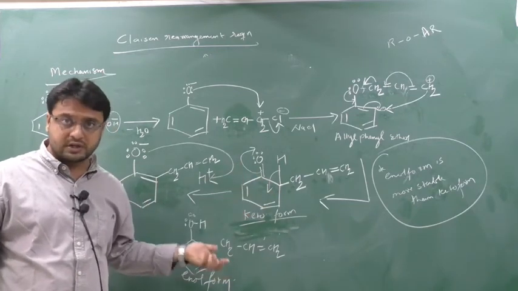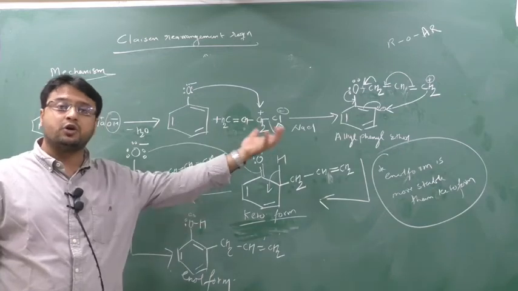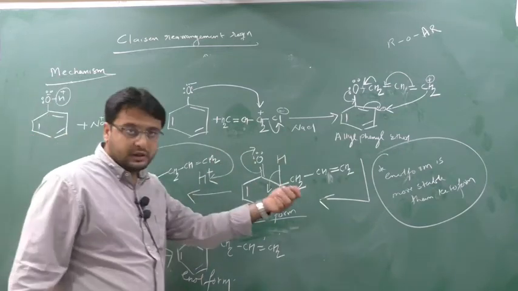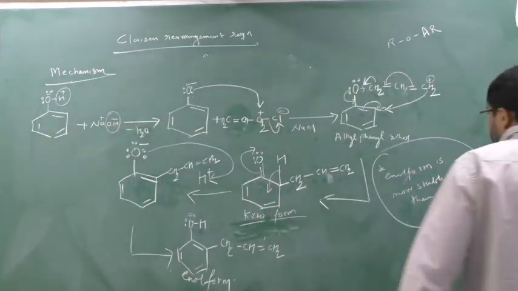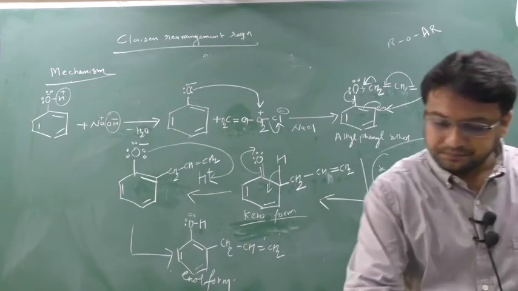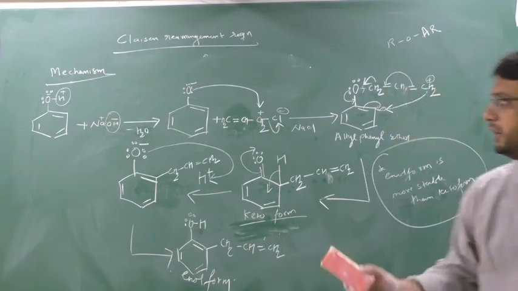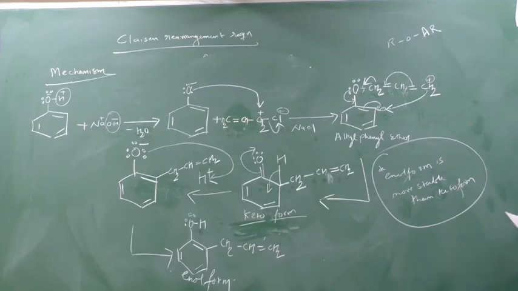The one which can show resonance is more stable than the one which cannot. So the enol form is more stable than the keto form due to resonance stability. Clear this part? Take a screenshot. So now we will go with the formation of aspirin.